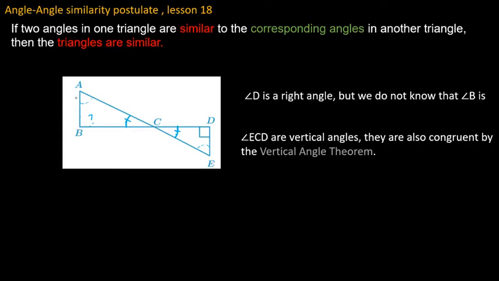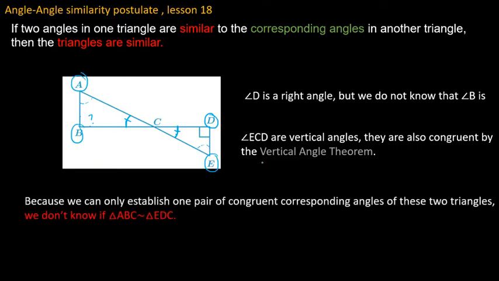So since I can't establish any sort of similarity or congruence for my corresponding angles A and E, and I can't do it for my corresponding angles D and B, then that means that there is not enough information here. So it doesn't necessarily mean that the triangles are not similar, it just means I don't know enough information to know if my triangle ABC is similar to triangle EDC.